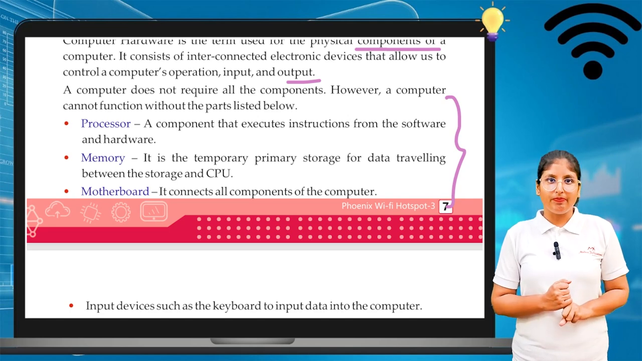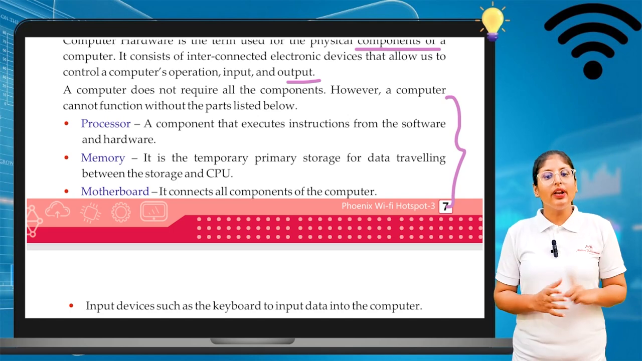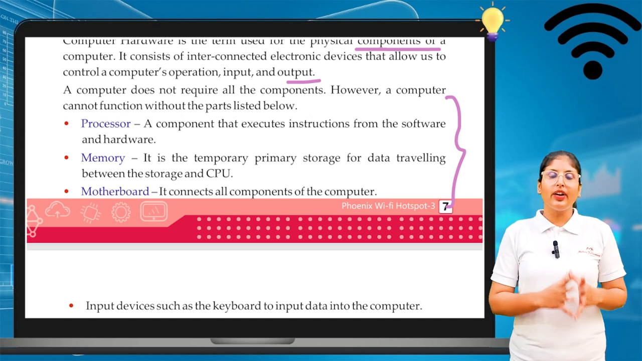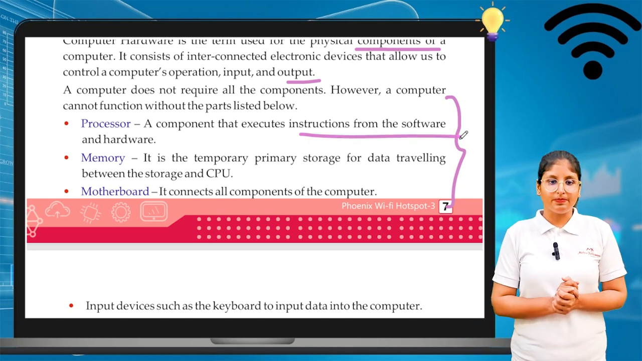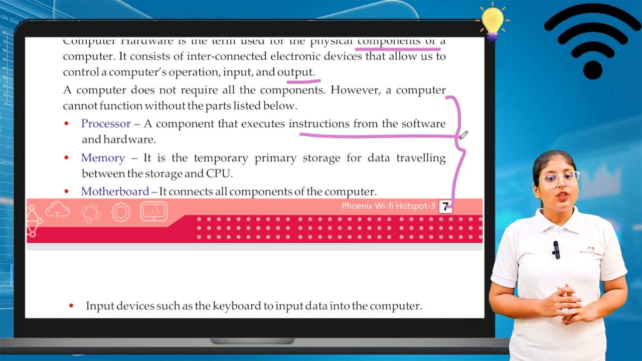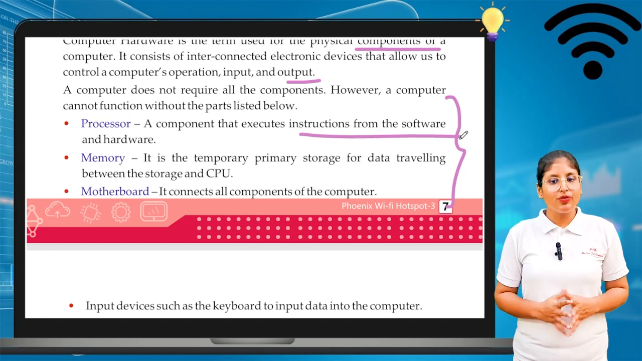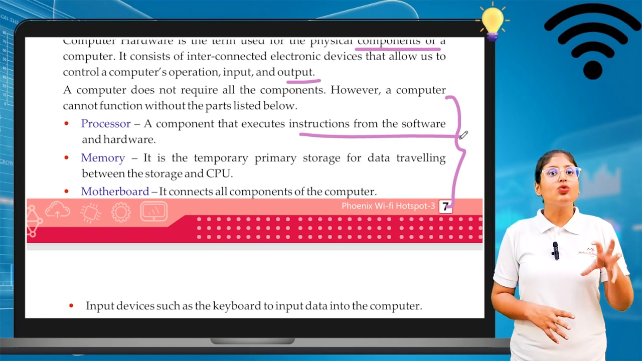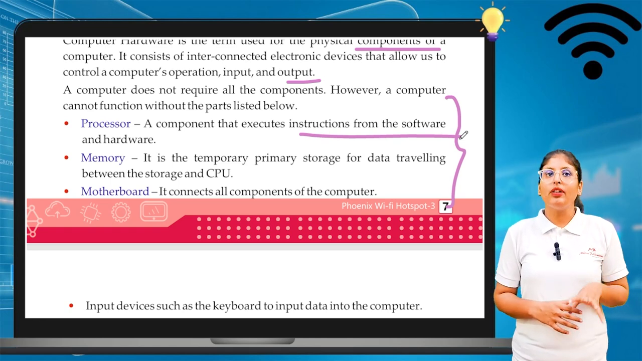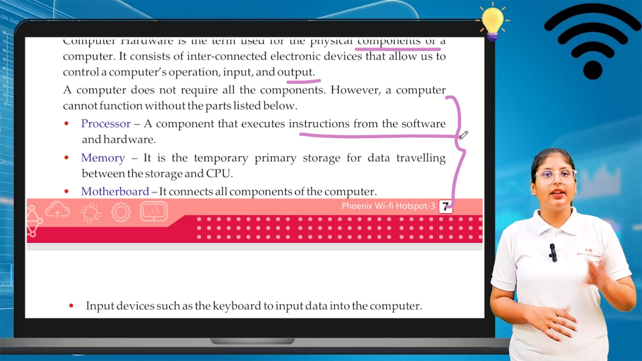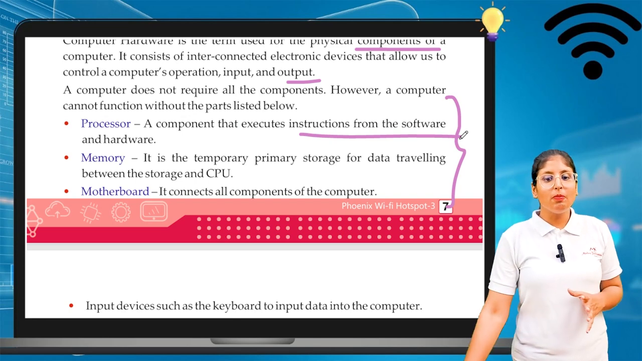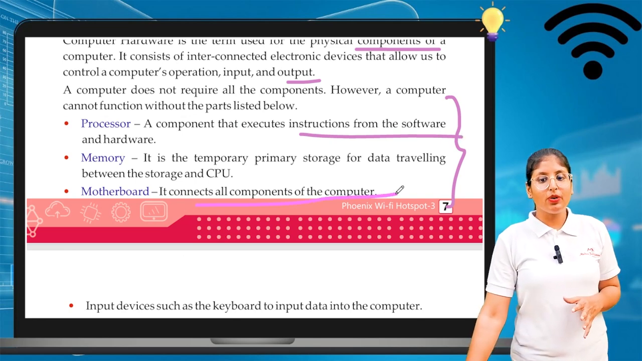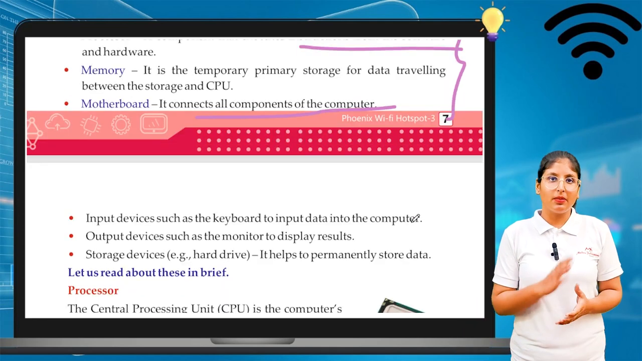First is processor. What is processor? A component that executes instructions from the software and hardware. It's known as processor. Second, memory. It is the temporary primary storage for data traveling between the storage and the CPU. So they store your data. Okay, the memory is there to store your data in the computer. And next is motherboard. It connects all components of the computer. So with the help of motherboard, all the components of your computer are connected.